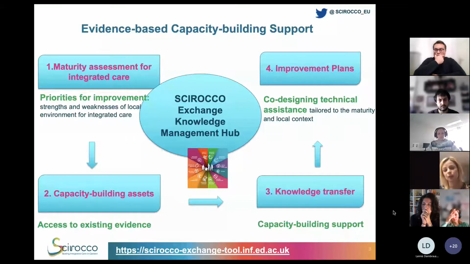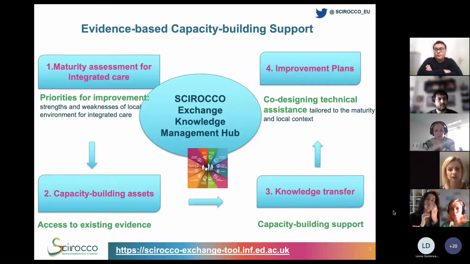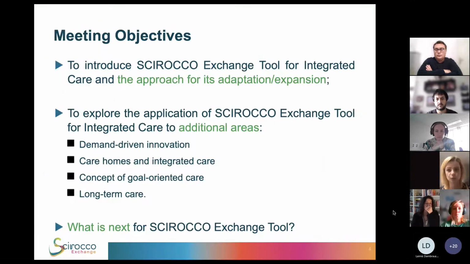For the purpose of today's workshop, we would like to share with you our experience, how we've been adapting and using this tool to the different local needs, local priorities, and local context. The tool has been widely used in Europe and beyond. We currently notice over 90 individual organizations and individuals. So all this kind of expansion and adaptation is the result of this increasing demand for such tools and frameworks. And obviously we'll hear more today about what the tool is about and particularly how we have approached this whole need for the adaptation and expansion of Scirocco Exchange tool to different areas rather than integrated care.